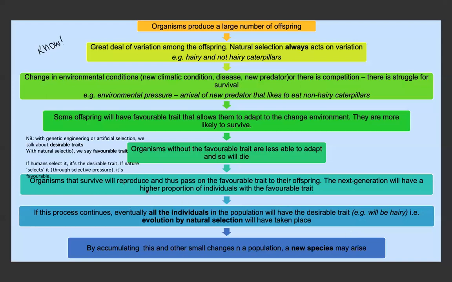One thing to note in terms of terminology: when we talk about natural selection, when humans are not involved, we talk about a favorable trait. So the hairiness of caterpillars is a favorable trait. If we talk about humans and artificial selection, genetic engineering, where humans actually choose to reproduce organisms with traits that they want to see in the offspring, we talk about a desirable trait. So if humans select the trait, it's the desirable trait. If nature selects the trait, so if the selective pressure selects the trait, we say it's a favorable trait.